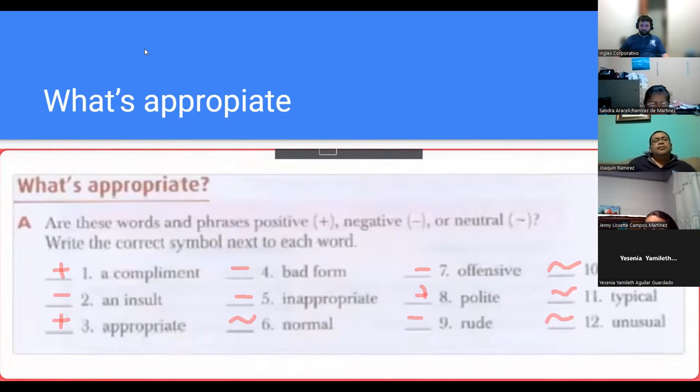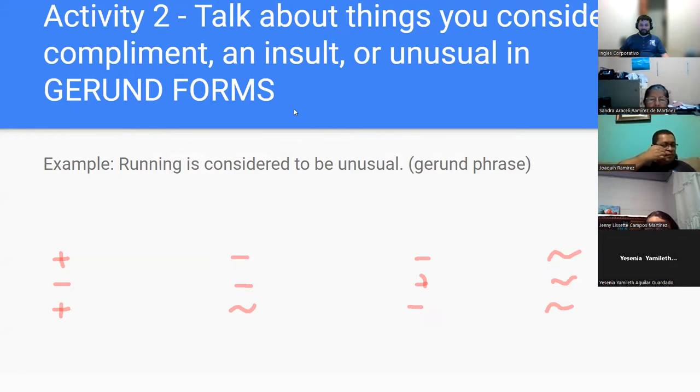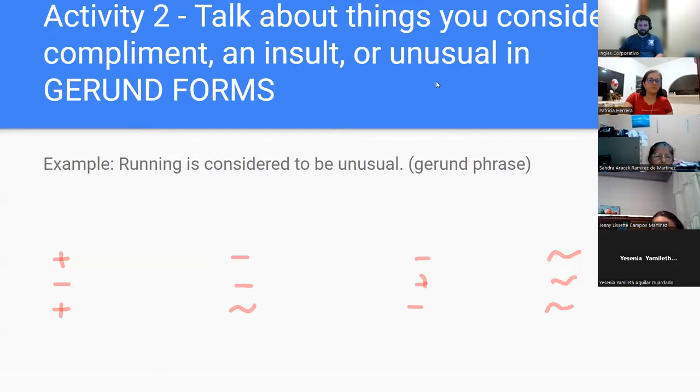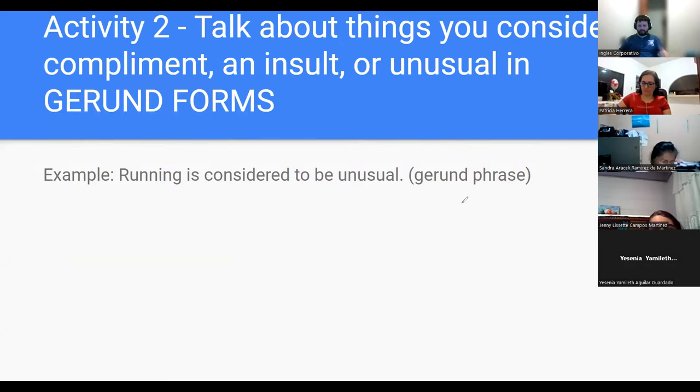Do we have any questions on what we're going to do? The instructions are right here. Talk about things you consider a compliment, an insult, or unusual, or any of the other phrases that you saw before, and that's what you are going to be talking about with your friend. For example, running is considered to be unusual, and then you can say it to me, giving your personal take on it. That's going to be our final activity, and then I am going to help you with the platform.